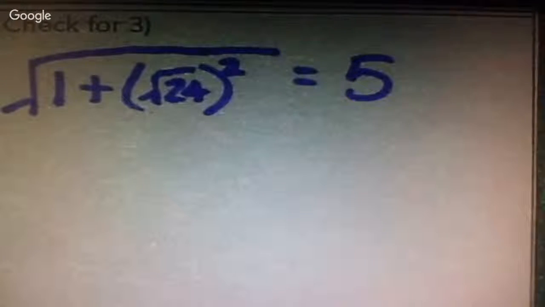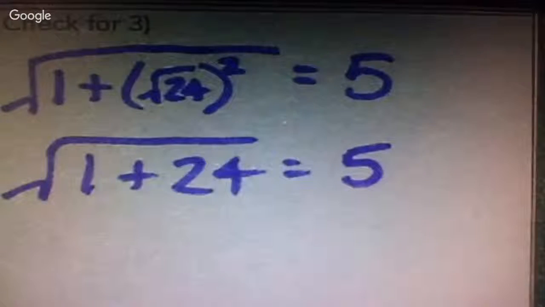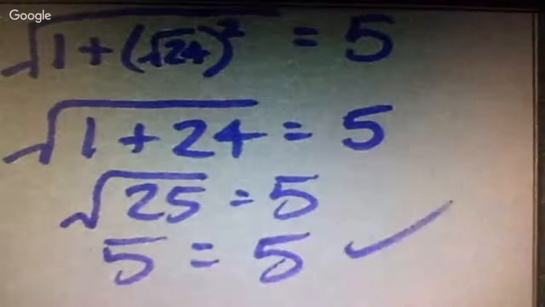What does the square root of the square do? Cancel out. So what am I just left with? So this is technically the square root of 1 plus 24, because the square root and square cancel each other. That's the square root of 25, which is 5. And 5 equals 5. We are good to go.